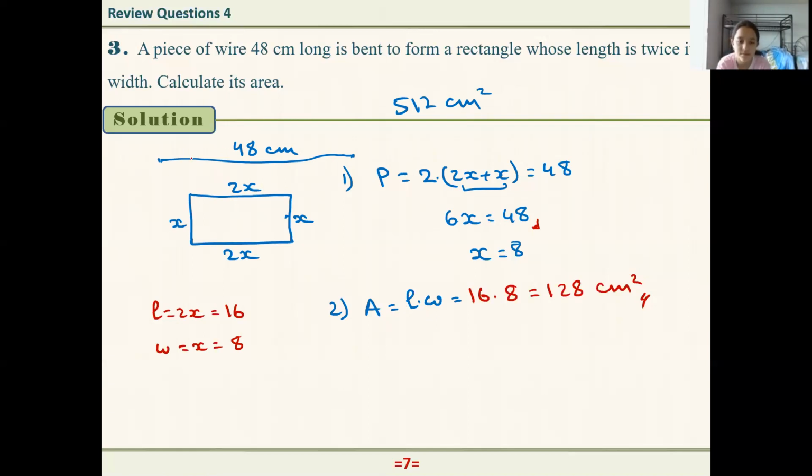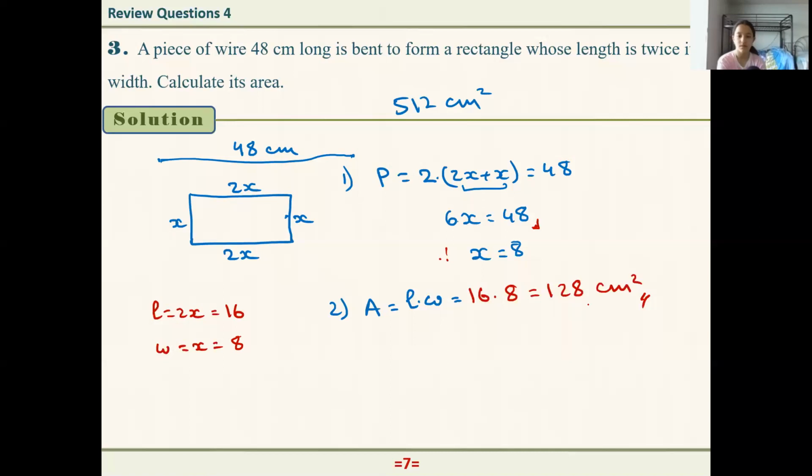You should understand that since we are using this piece of wire to make this rectangle, the perimeter of this rectangle must be equal to the length of this wire. So we form this equation in x, so we find the value of x. And using this x, we can determine the length of this rectangle, right? And after that, just multiply length by width, we get the area.